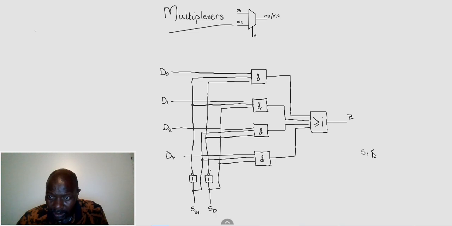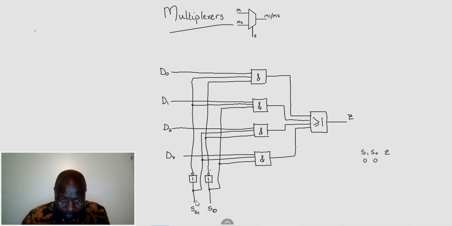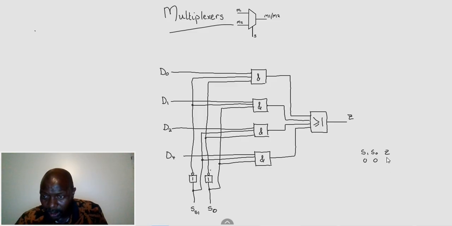S1, S0, they could both be off. If they are both off, the output will be 0, closing that gate, and that gate. So it means that only this gate is going to have 1, because the 0 is changed to 1, and that one is 1. Only this gate is going to have 1s, so only T0 will go through. So 0 0 allows T0 to go through.